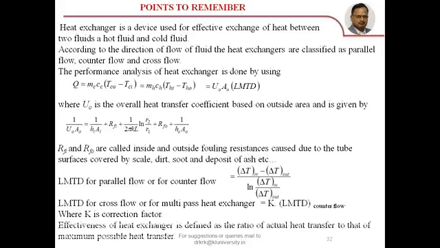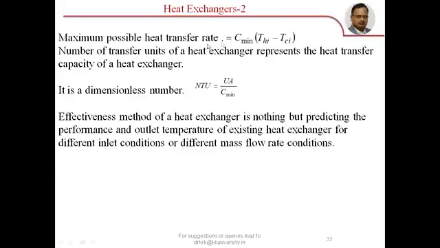Effectiveness of a heat exchanger is defined as the ratio of actual heat transfer to that of maximum possible heat transfer. And maximum possible heat transfer is always given by the formula C minimum into THI minus TCI. And number of transfer units is given by UA by C minimum. It is a dimensionless number.